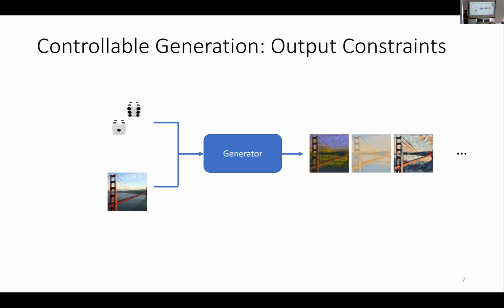Another type of constraint could be output constraints, where you don't constrain the target distribution, but you constrain the type of output that you get. For example, here, if we get an image and we constrain the outputs to be only style changes of the input image.